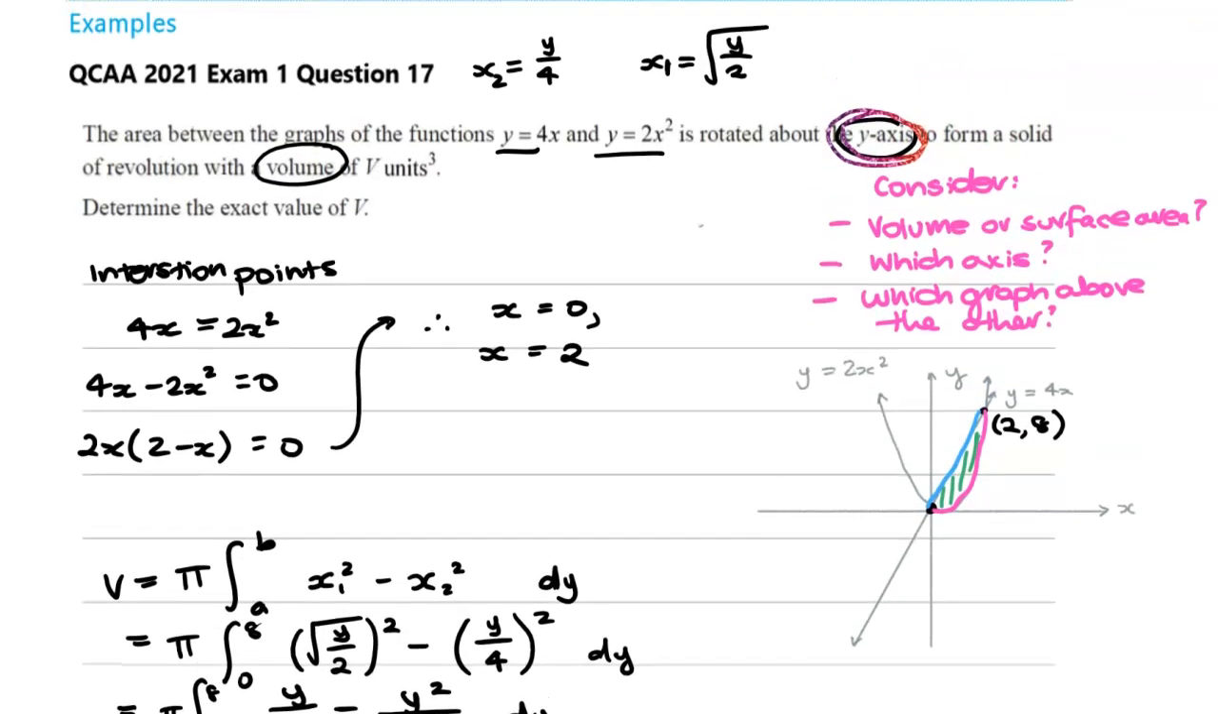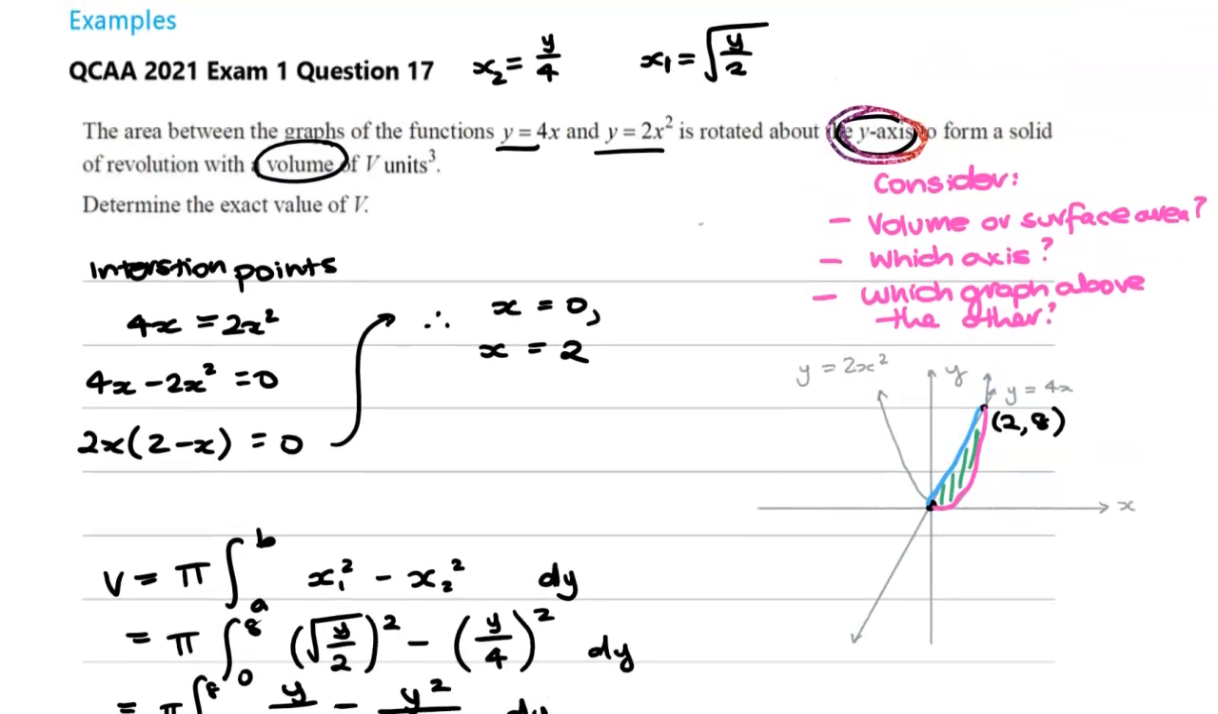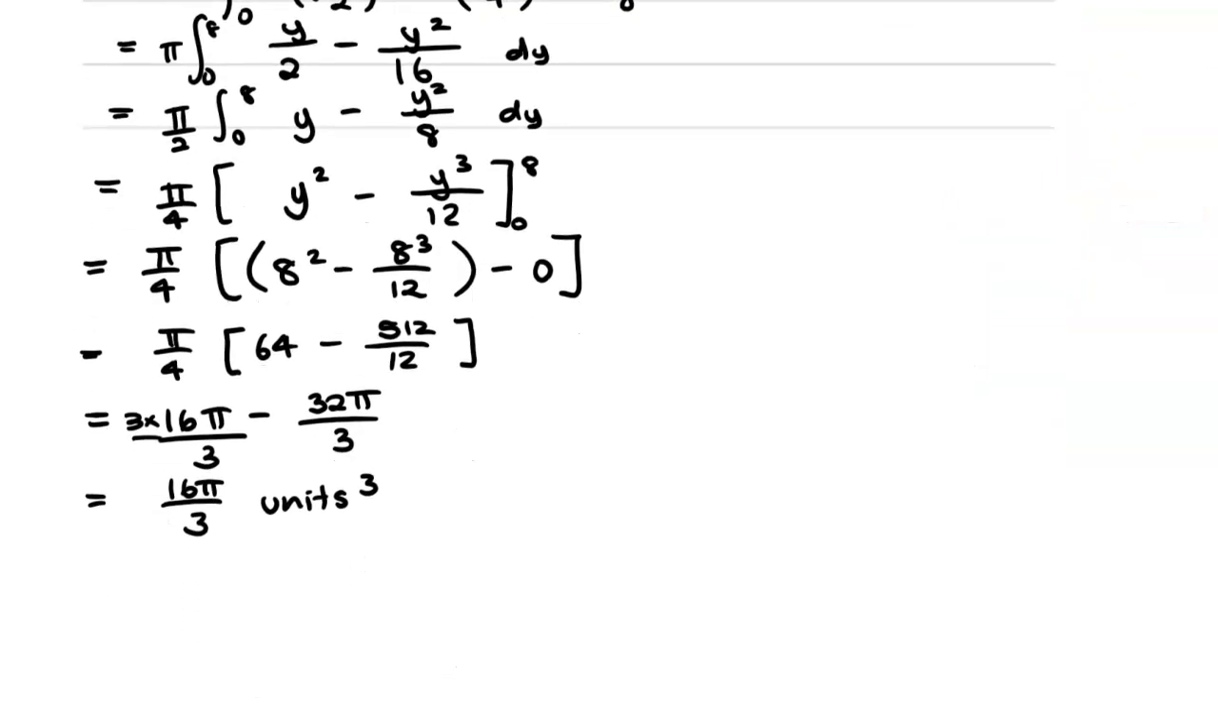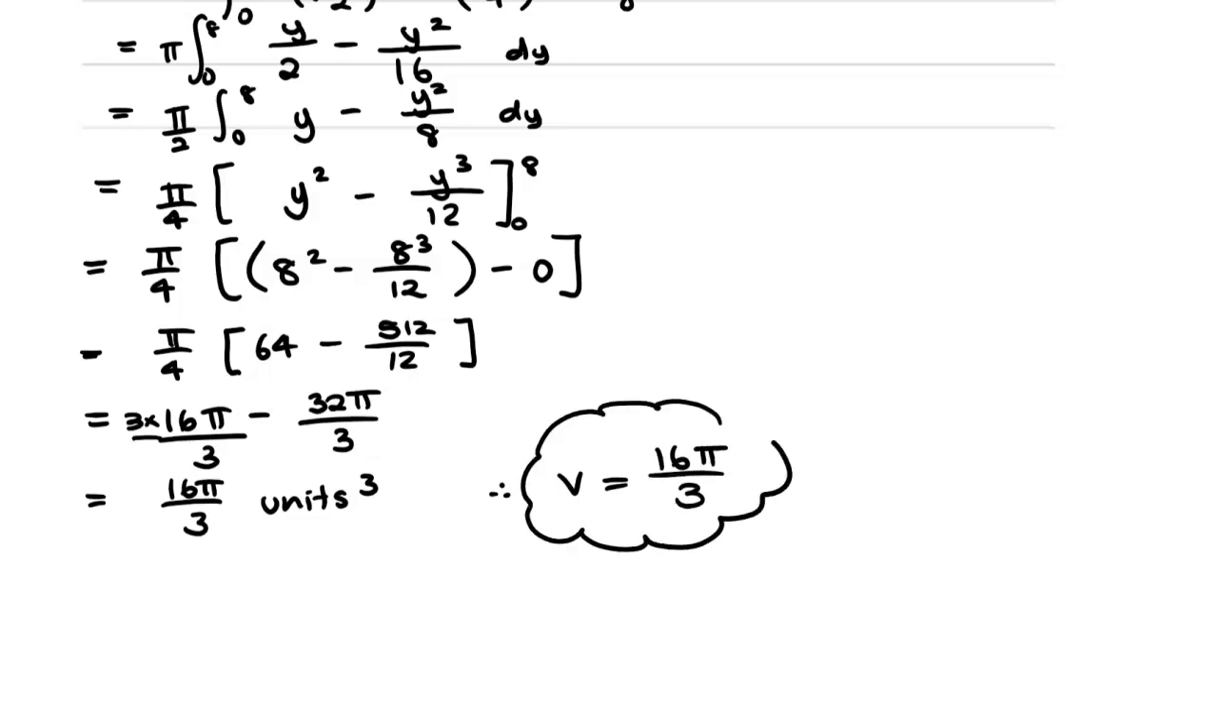Now with this question here, it was saying find the exact value of v, and they've told us that v is units cubed. So at some point we need to say therefore v equals 16 pi over 3 to make sure we've actually addressed the formatting of what they asked for in the answer. Because it didn't say what is the volume, it said what is the value of v. So we've explicitly stated that. Let's have a look at another one.